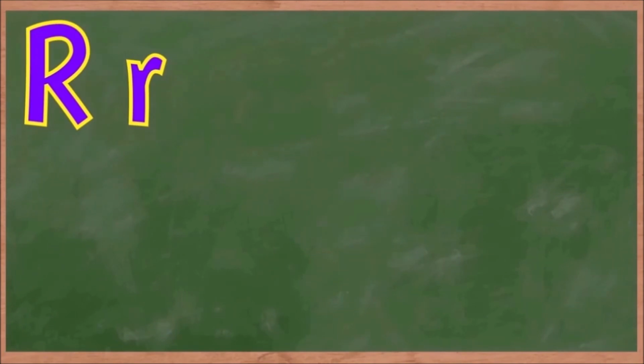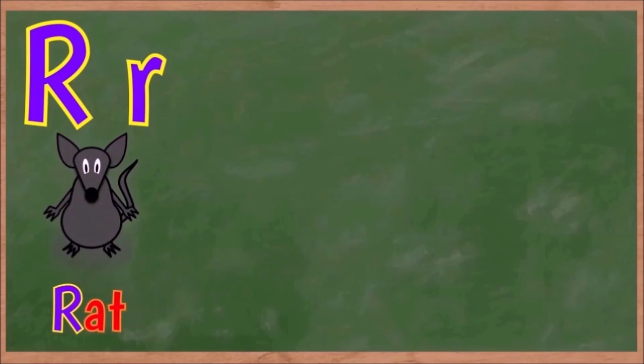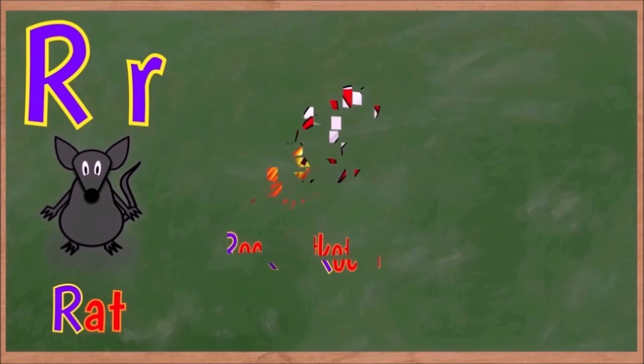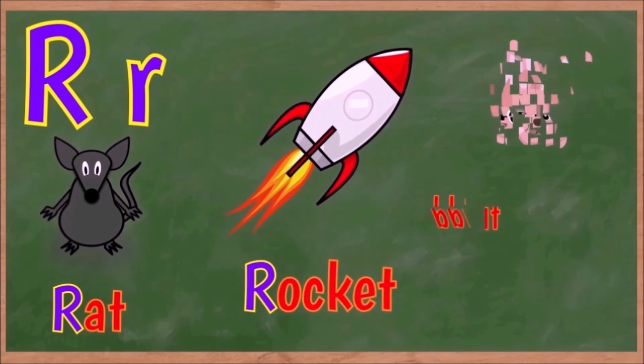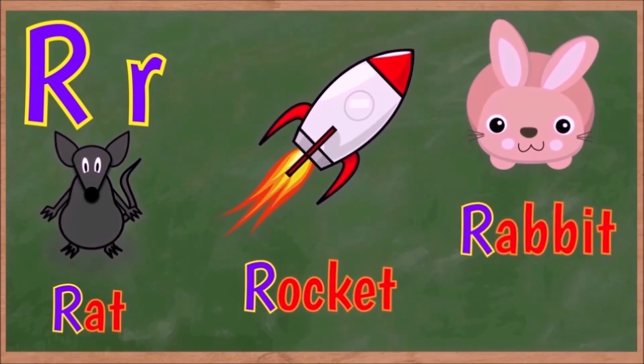On to the next letter. The next letter is the letter R. And the R makes a R sound. You give it a try. R. I got that one. Did you? R for rat. Rocket. Rabbit.